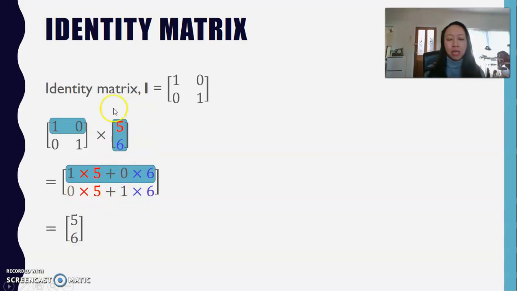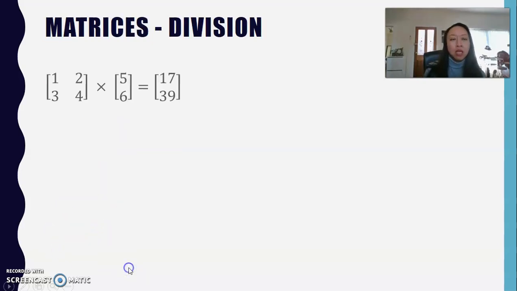So this means that any random matrix that we choose will return the same value if we times them with an identity matrix. Yeah. So timesing a matrix with an identity matrix actually returns the value of the original matrix.